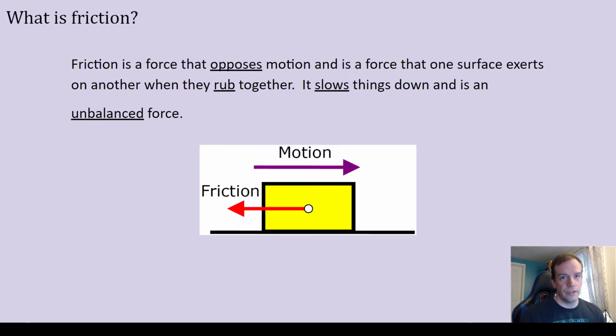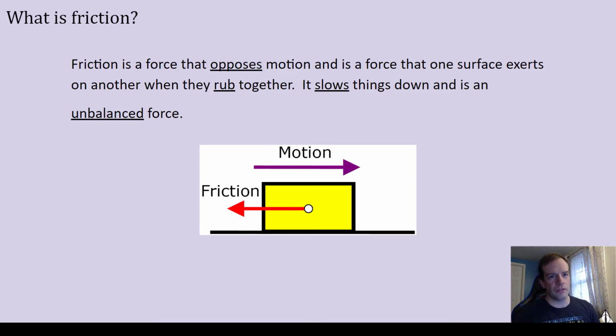Friction is a special kind of force that we always have to consider because it's always going to be slowing things down, because friction opposes motion and it goes in the opposite direction of motion, and that's what slows things down. So we have 2 surfaces rubbing together, we get friction, and that friction will produce heat. And because it's going in the opposite direction, it's going to slow things down because it's operating as an unbalanced force.